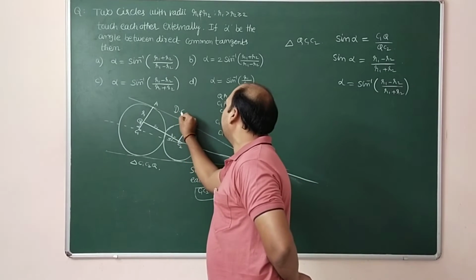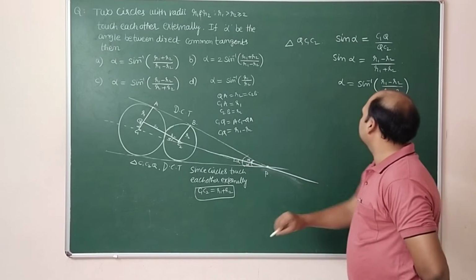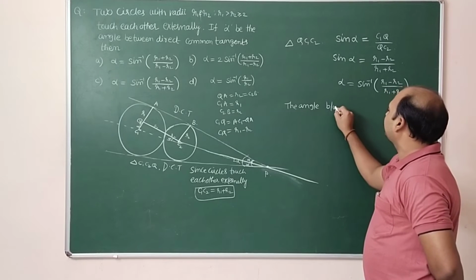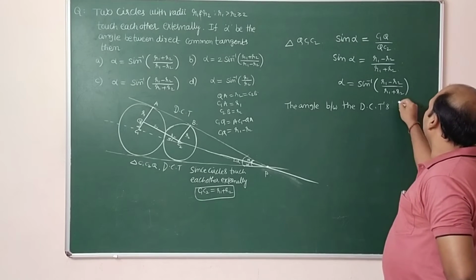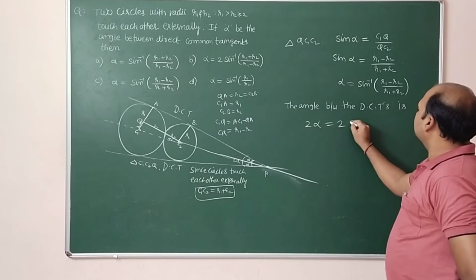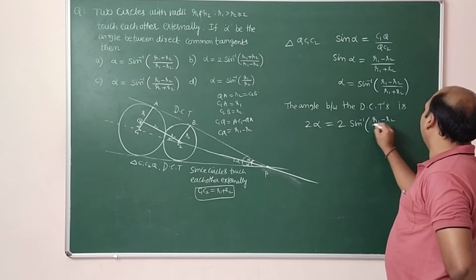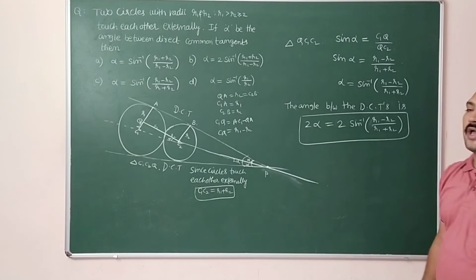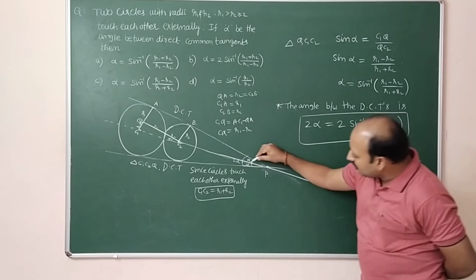This is one direct common tangent, DCT. This is another direct common tangent. So the angle between these two is 2 alpha. Therefore, the angle between the direct common tangents, DCTs, is 2 alpha. 2 into alpha value is what? Sin inverse of (R1 minus R2) divided by (R1 plus R2).